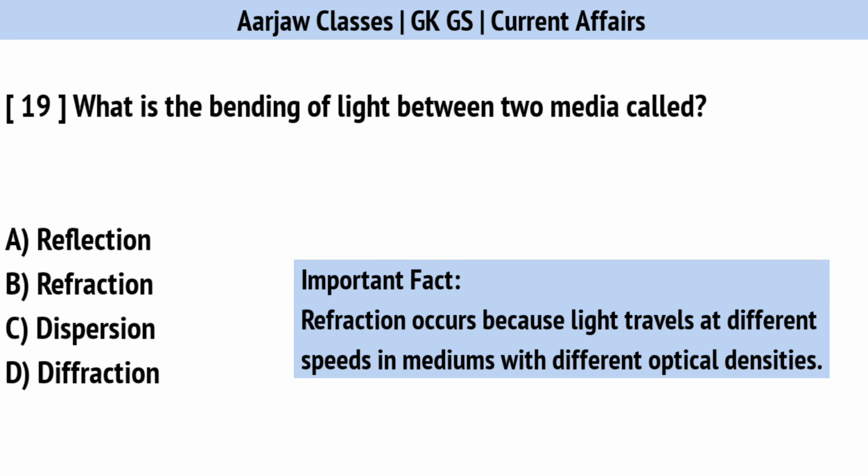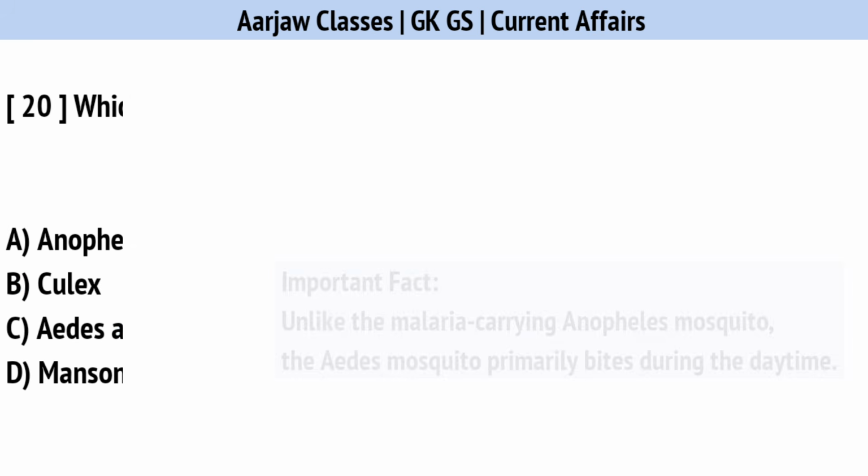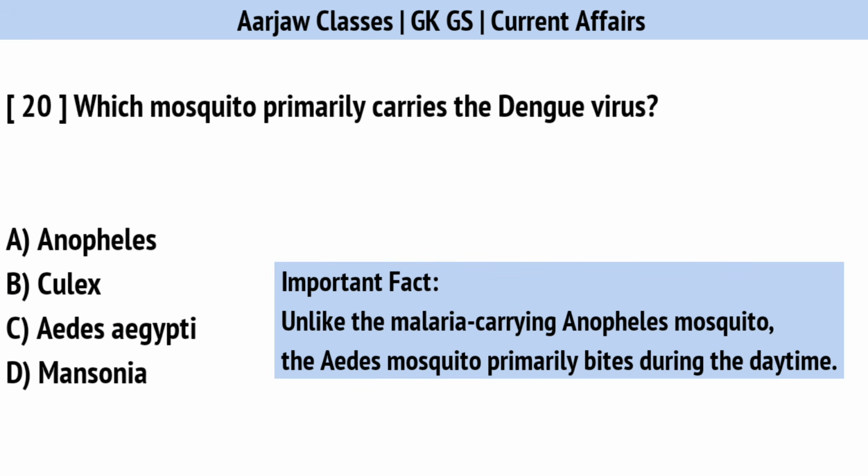What is the bending of light between two media called? Right option is B, refraction. Which mosquito primarily carries the dengue virus? Correct option is C, Aedes aegypti.